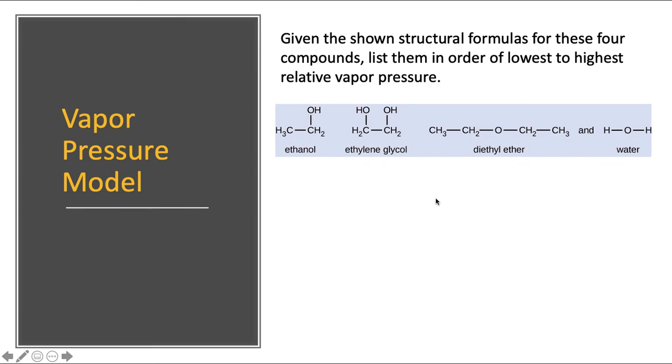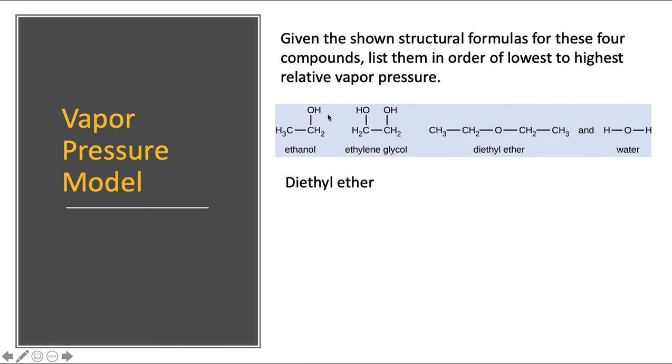Now let's look at the next problem. Okay, well, we've got ethanol, we've got water, and we've got ethylene glycol. So there's diethyl ether. Actually, I listed them in order of intermolecular forces. So diethyl ether has the lowest intermolecular force, so it will have the highest vapor pressure.